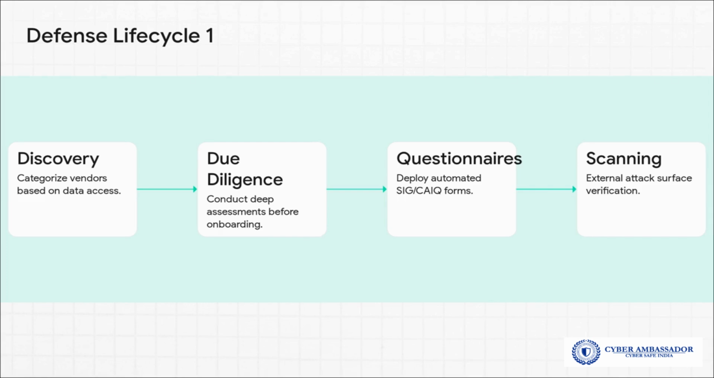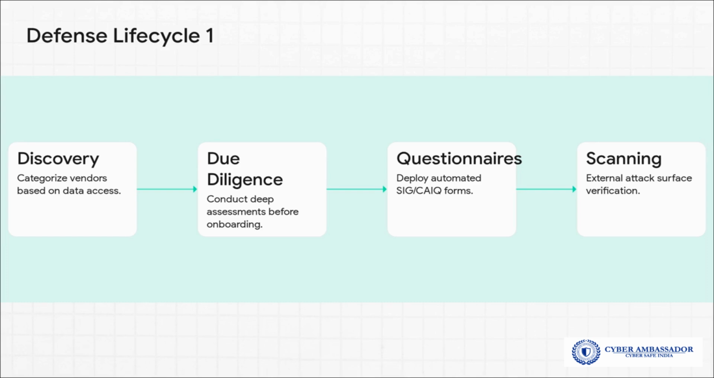I mean, you can't protect what you don't know exists, right? You've got to categorize your vendors from Tier 1 down to Tier 3 based strictly on what kind of access they have to your sensitive data. Next up is Step 2, initial due diligence. This means conducting deep dive third-party risk assessments before you ever allow them to onboard.